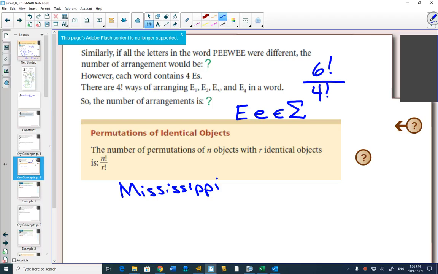object questions, you would count how many objects do I have? 1, 2, 3, 4, 5, 6, 7, 8, 9, 10, 11. Normally it would be 11 factorial. But then what's identical? I have identical I's. How many of them? 4 factorial. Those are your I's. What else do I have identical? S's. Another 4 factorial. Those are your S's. Anything else repeated? Your P's. There's 2 P's.